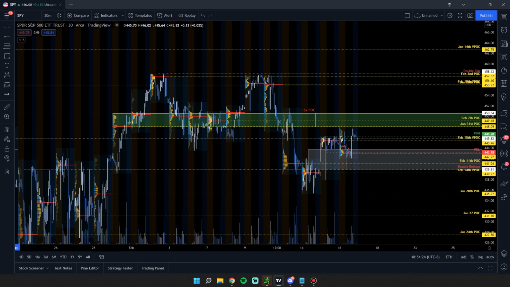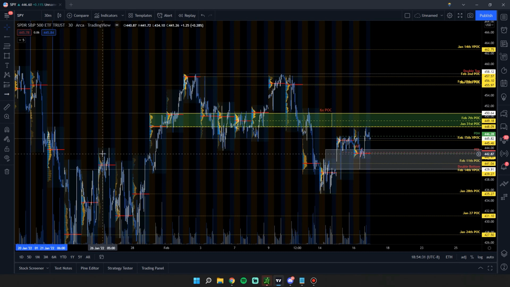Whereas with POCs, you do have that. You do have something hard and physical showing you that this is going to be support and resistance.